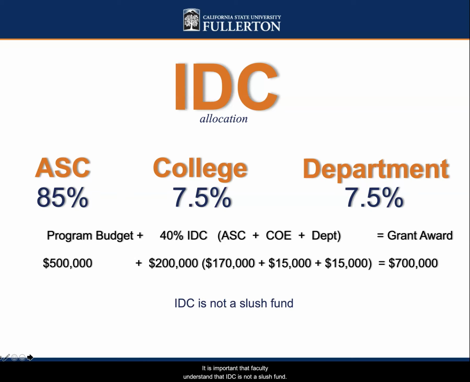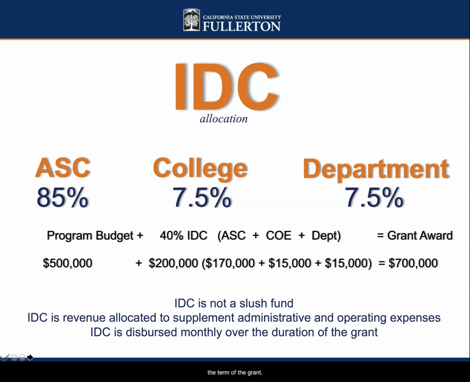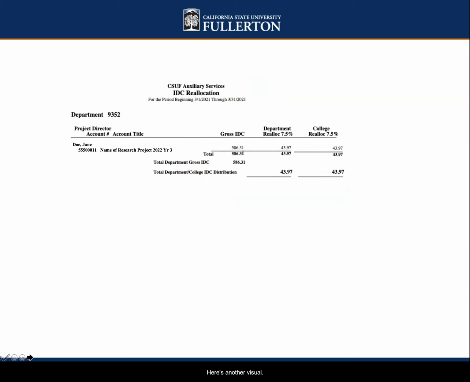It is important that faculty understand that IDC is not a slush fund. These funds are used to supplement operating expenses. Lastly, IDC is not dispersed in a lump sum. Rather, it is dispersed monthly over the term of the grant. Here's another visual. The 3-year award yields an annual IDC rate of $586.31, which is then dispersed monthly in equal increments to the department and then to the college.